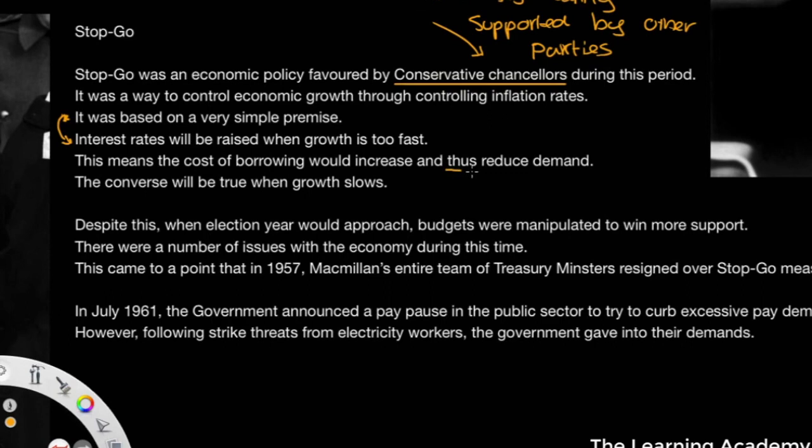This is simple supply and demand. When the price for some product increases, the demand for that product will decrease, and vice versa. And this is exactly the same when it comes to the cost of borrowing. If the cost of borrowing increases through the government's policies of interest rates, then the demand for that capital will decrease.